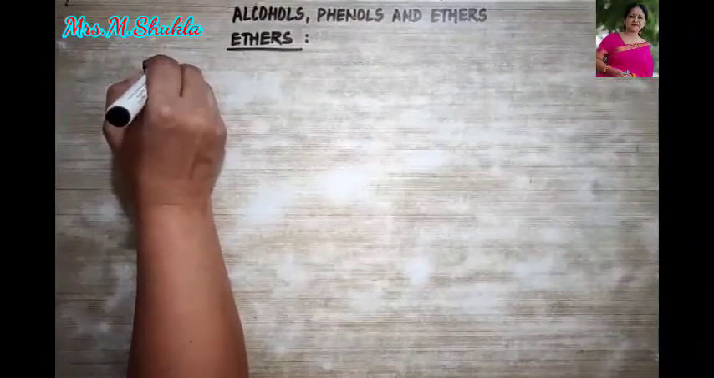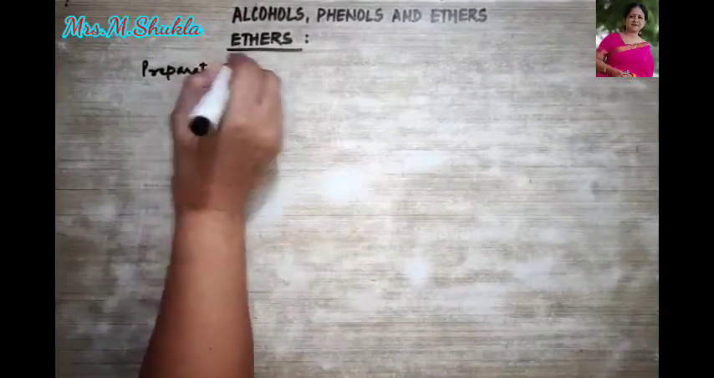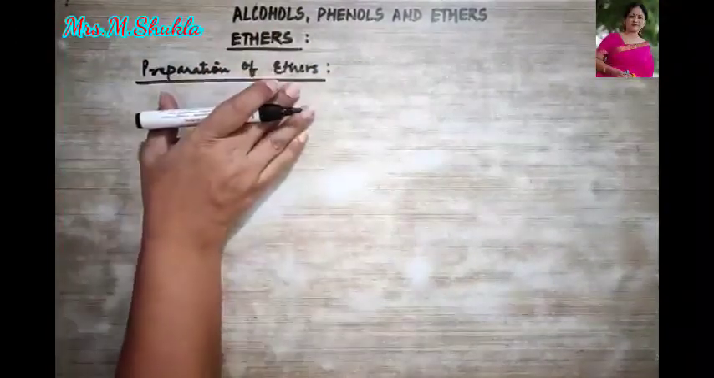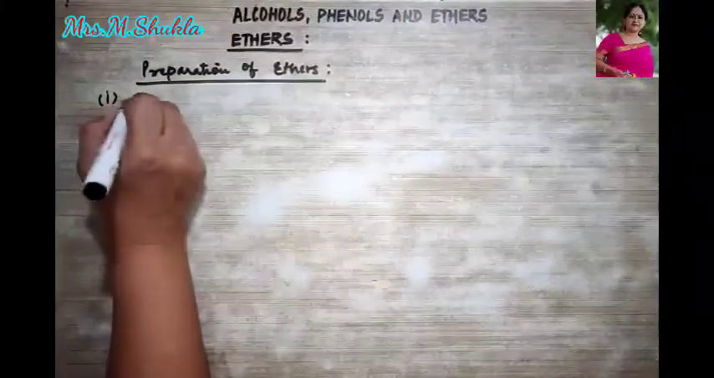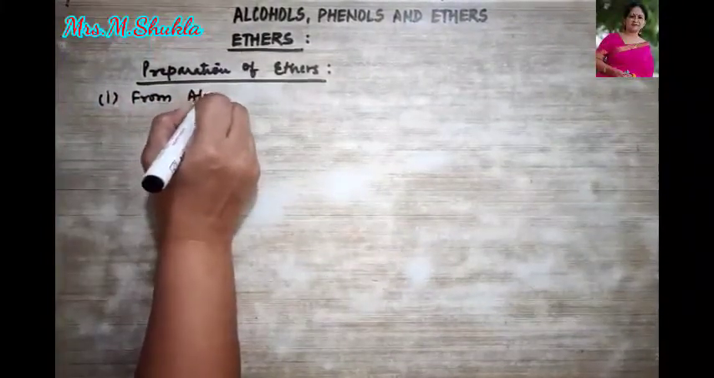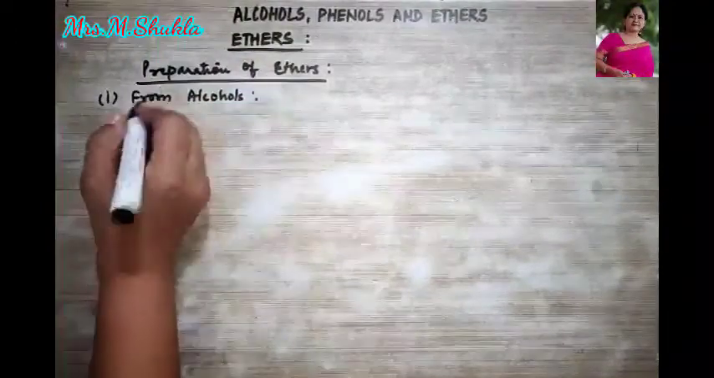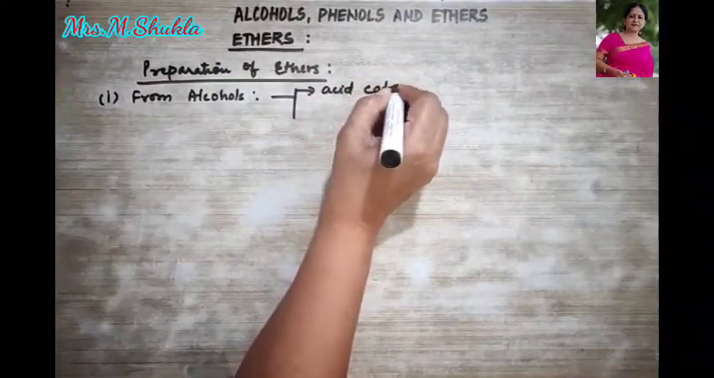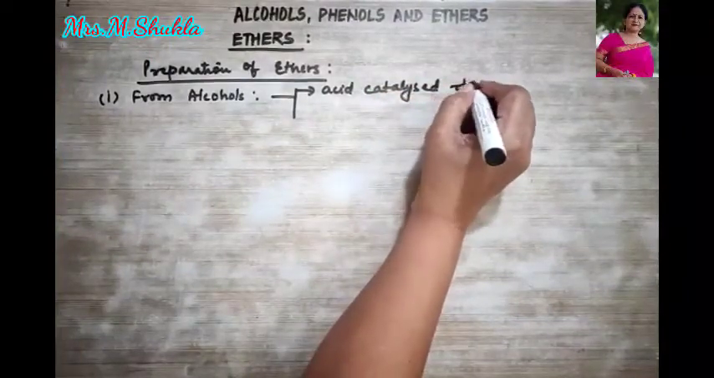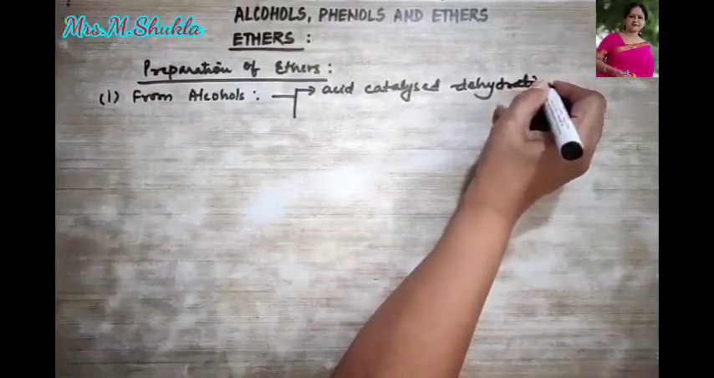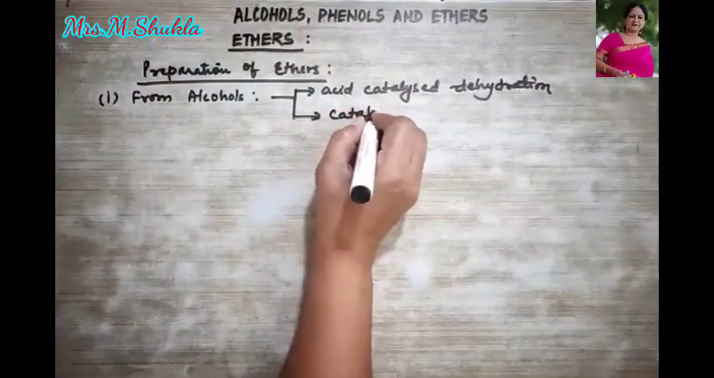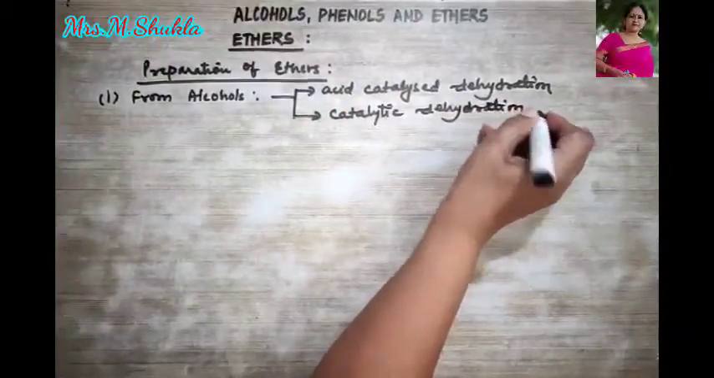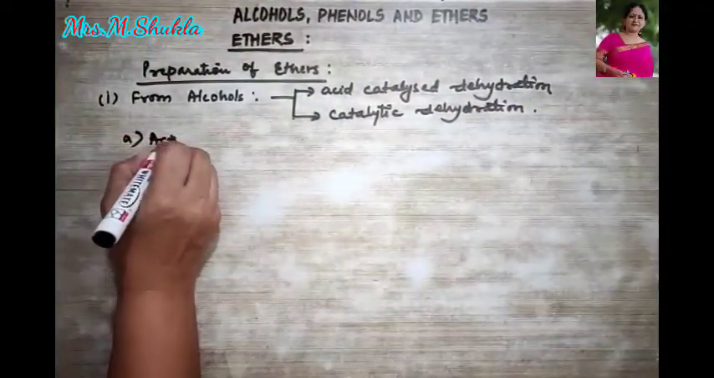Let us now begin with the preparation of ethers. So we will do the preparation of ethers today. For the first one, from alcohols, this can be done by two methods. First, using acid catalyzed dehydration, and the second could be only the catalytic dehydration. Let us do the first one, that is acid catalyzed dehydration.